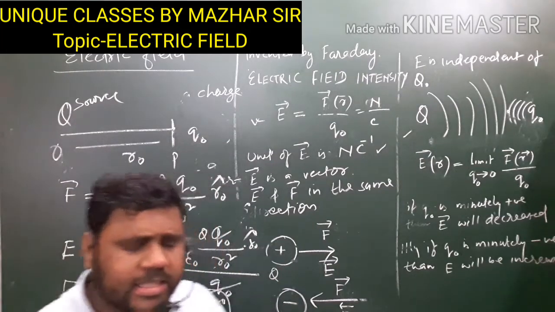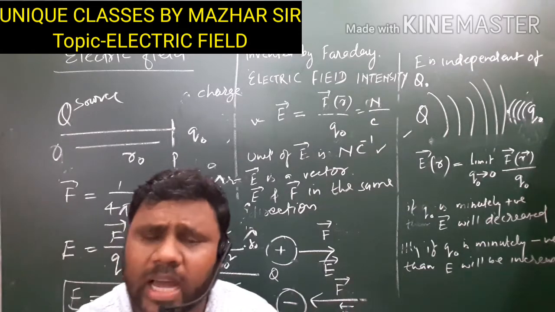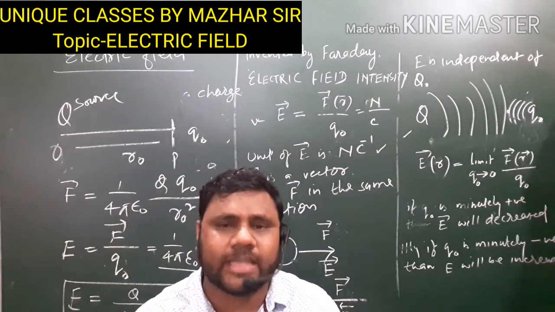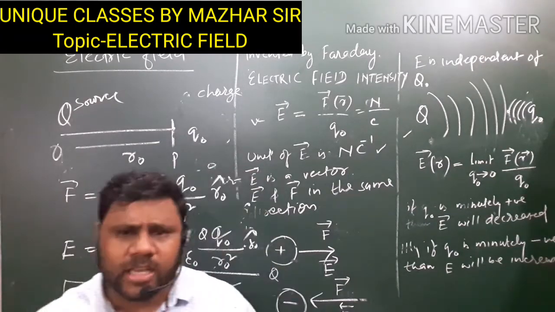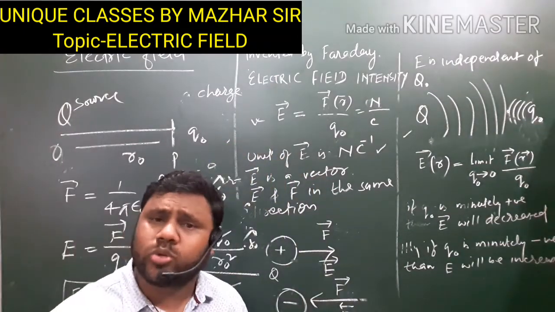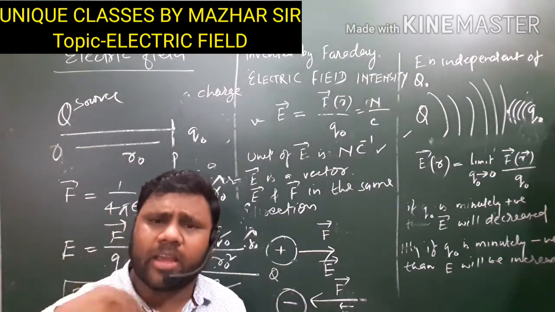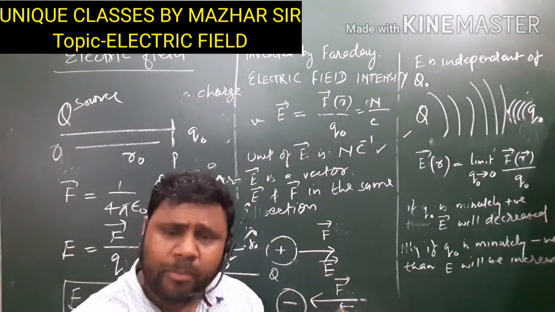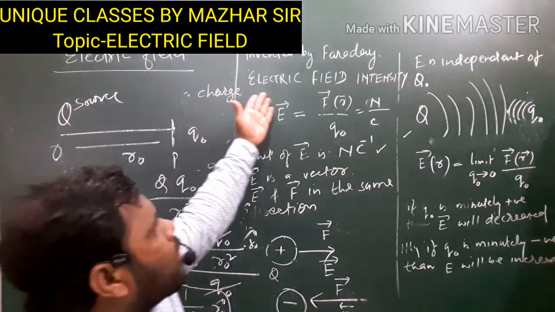You know that the charge which produces the field is called the source charge, and the charge which experiences the electric field is known as a test charge. Source charge generally should be considered larger than our test charge. Now we are going to discuss the electric field intensity. One more thing: the electric field was invented by Faraday.